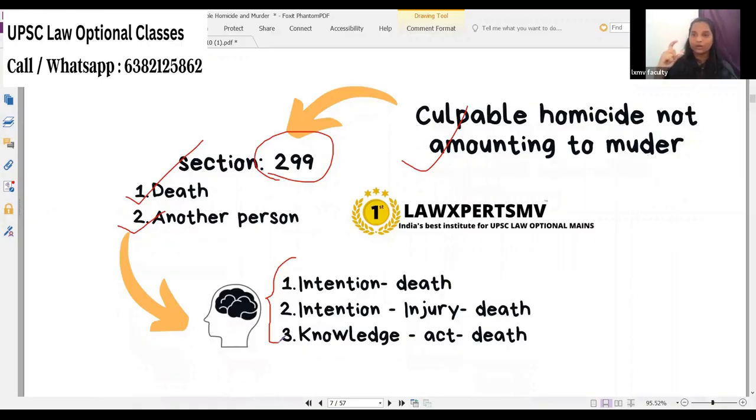So the main clause, we are bifurcating into three limbs. So you don't write 299 clause 1. There is no clause 1 in 299. It is first limb, second limb, and third limb.